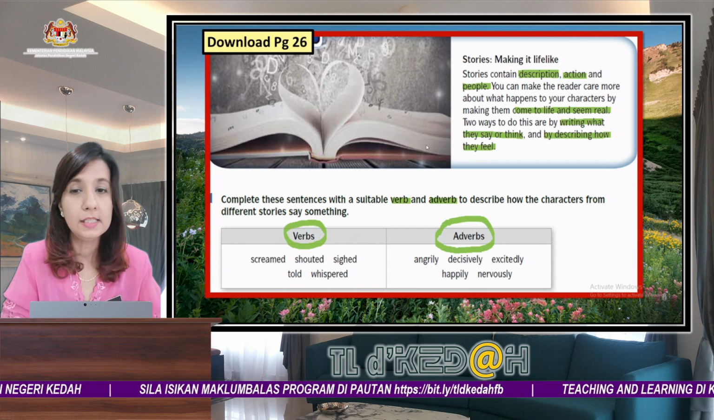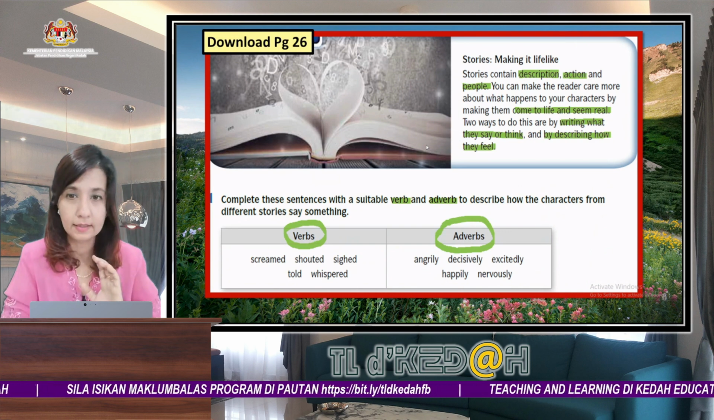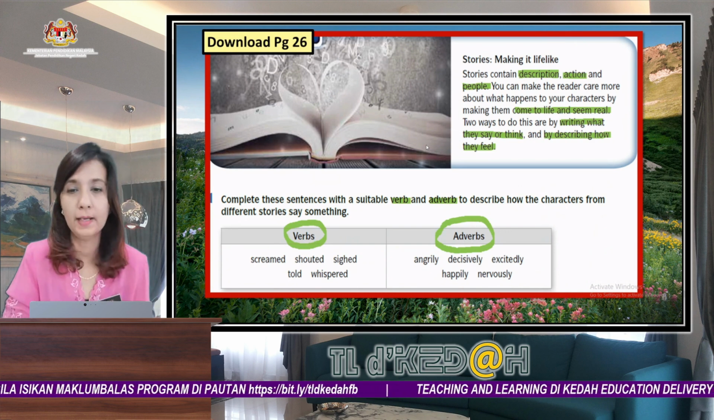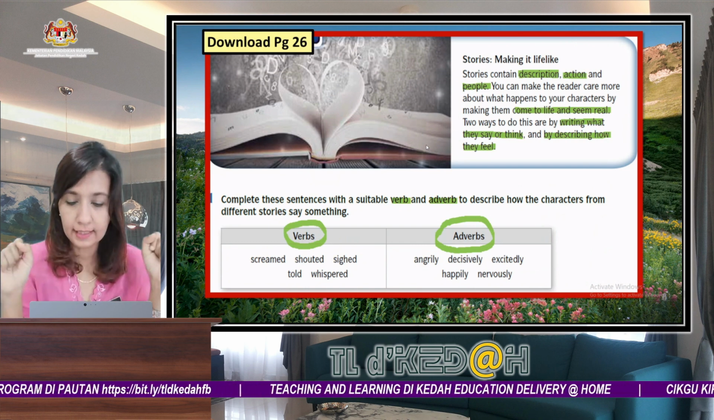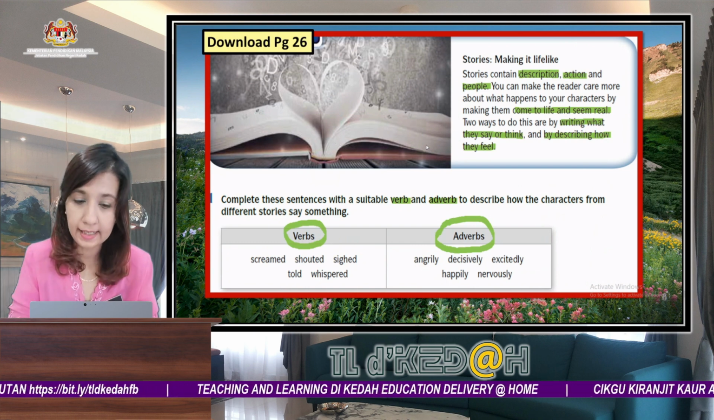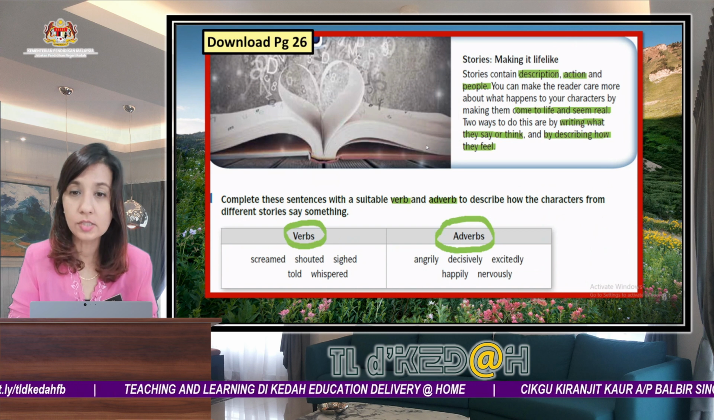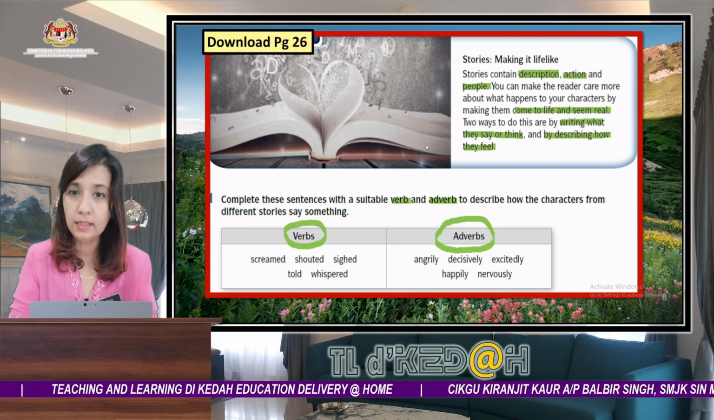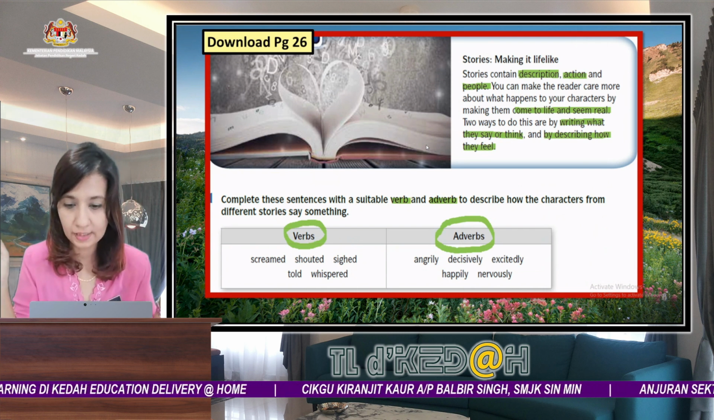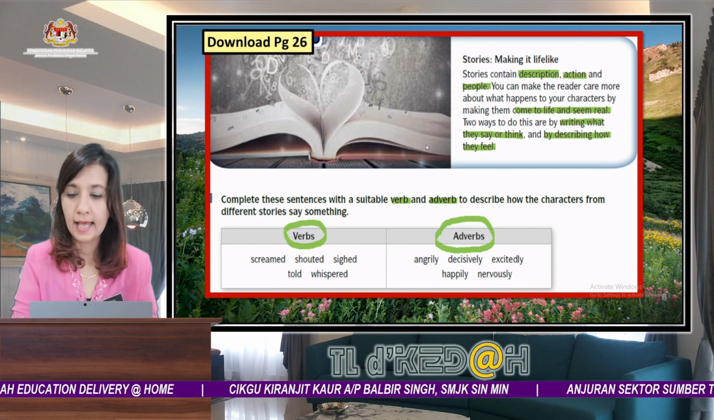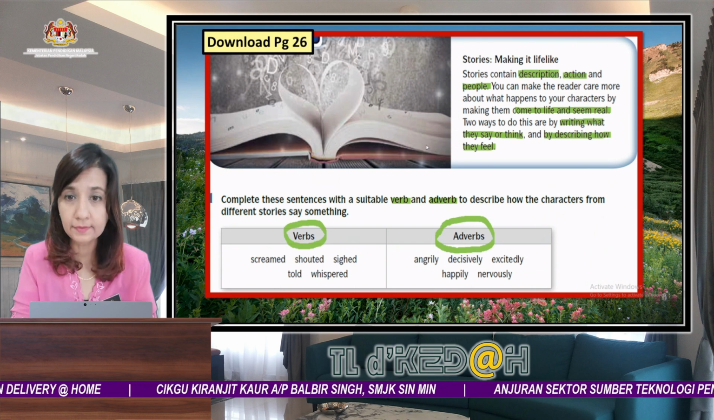Instead of saying, he spoke softly to his mother, you say he whispered to his mother. So whispered shows that your vocabulary is strong, okay? Adverbs, how did he do that? Okay, he whispered softly. How did he whisper? He whispered softly. So that is an adverb, describing the verb, the action. Angrily, decisively, excitedly, happily, nervously.